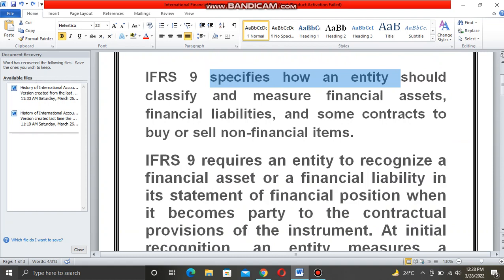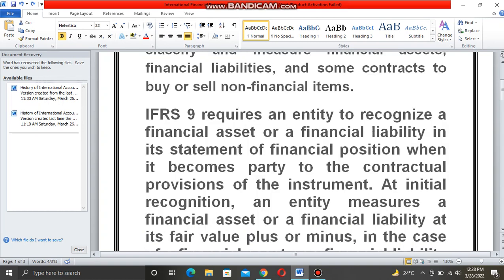So IFRS 9 requires an entity to recognize a financial asset or financial liability in the statement of financial position when it becomes party to the contractual provisions of the instrument. At initial recognition, keep in mind this very important point: assets and expenses have two types of recognition, initial recognition and subsequent recognition. But opposite to this, incomes and liabilities have only initial recognition. We cannot subsequently recognize the liabilities.